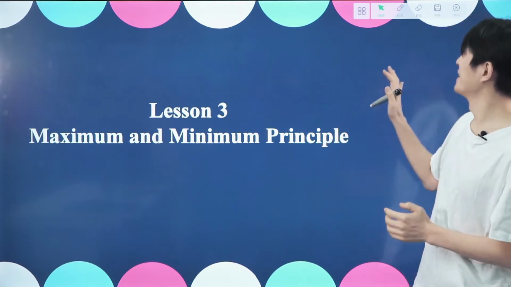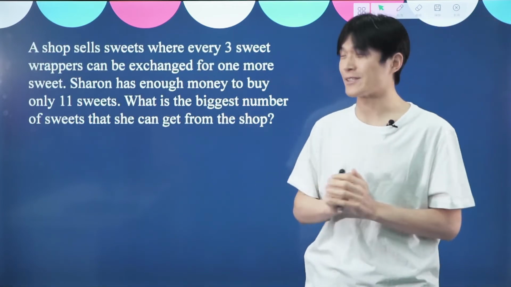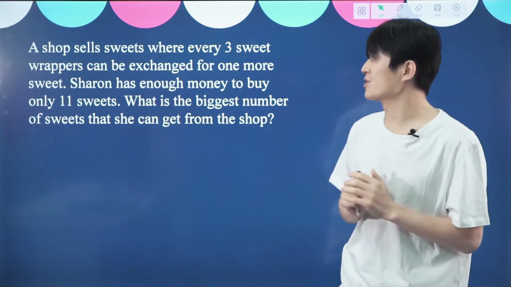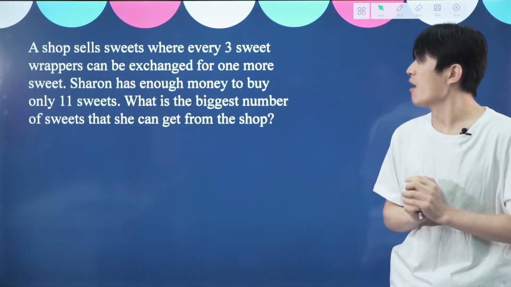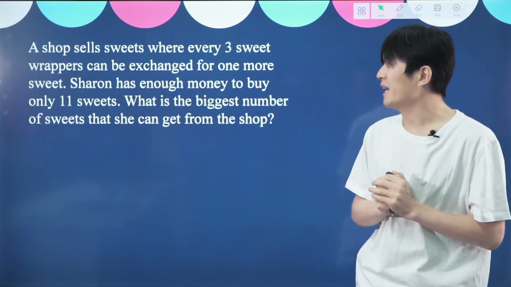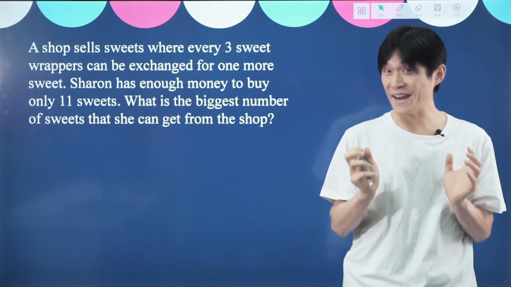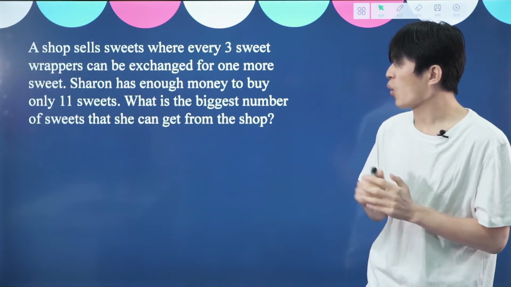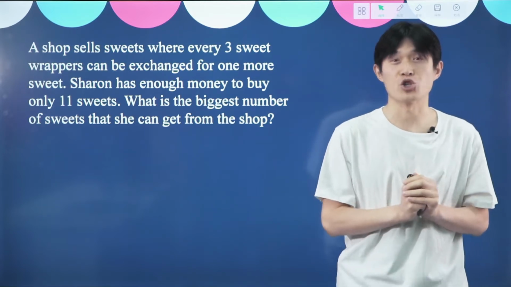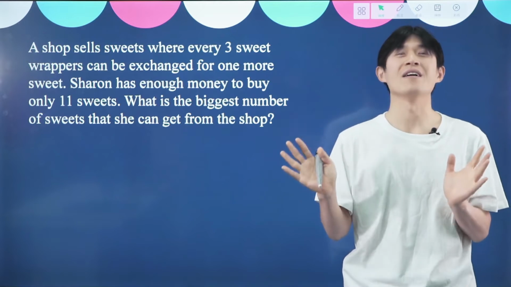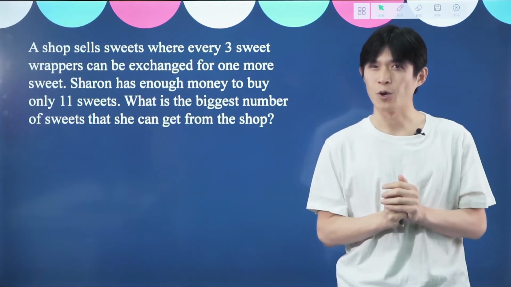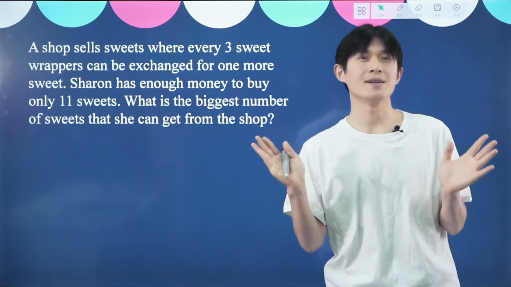Here we go. A shop sells sweets where every 3 sweet wrappers can be exchanged for 1 more sweet. Sharon has enough money to buy only 11 sweets. What is the biggest number of sweets that she can get from the shop? So we are trying to find the maximum value. How do you solve this problem? We can use a method of drawing a diagram.